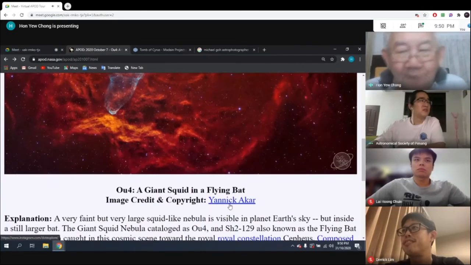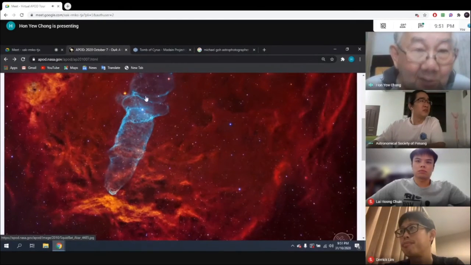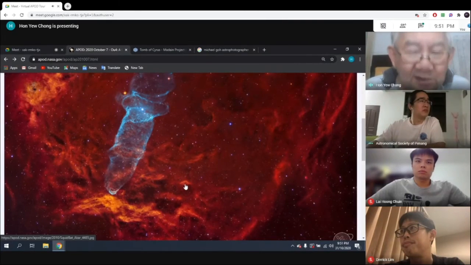So basically, it was taken by Yannick Akka. Yannick Akka is actually an amateur astronomer from Germany. They never say what he did, so basically, he must have used a good telescope in a dark location in Germany to image it. So this was only discovered recently, but the bat here, the red part, was of course discovered earlier.